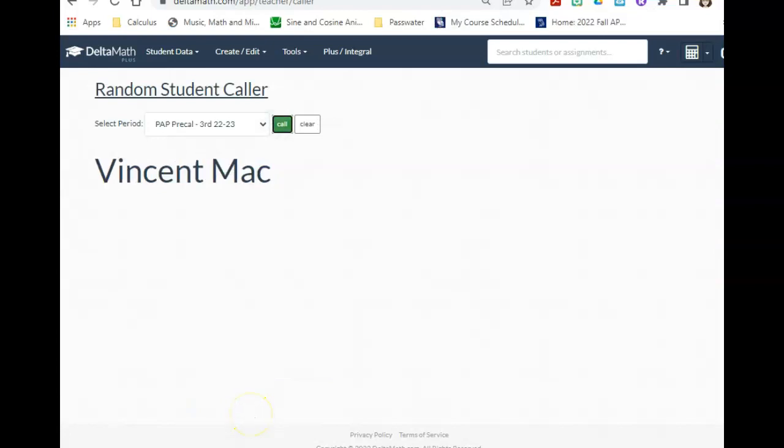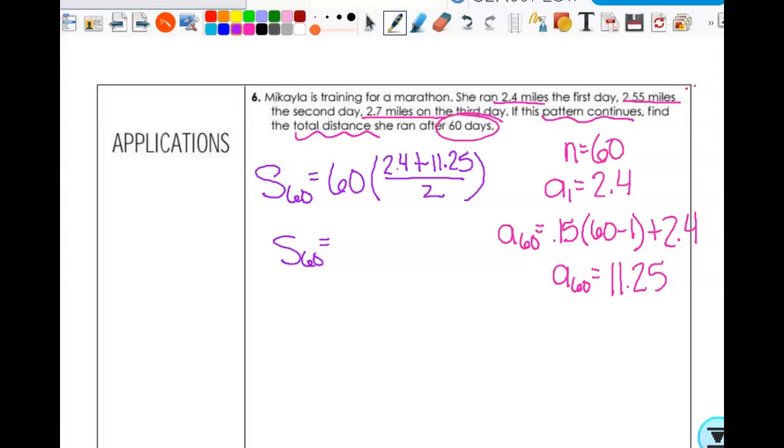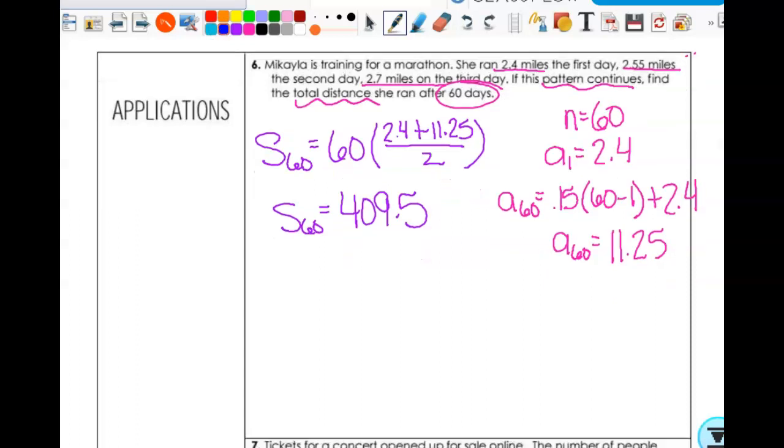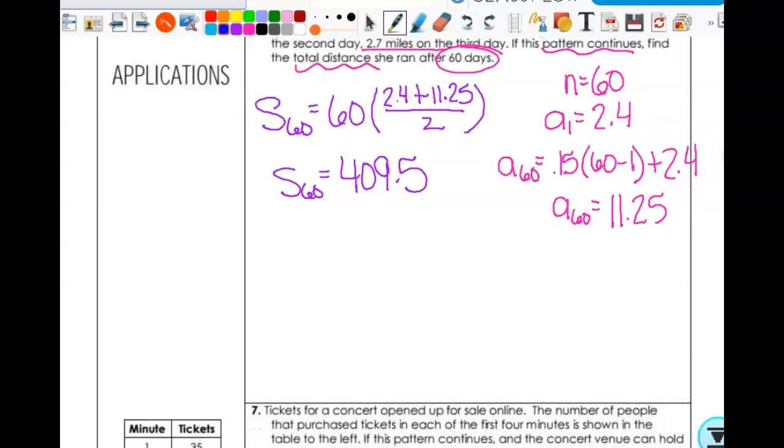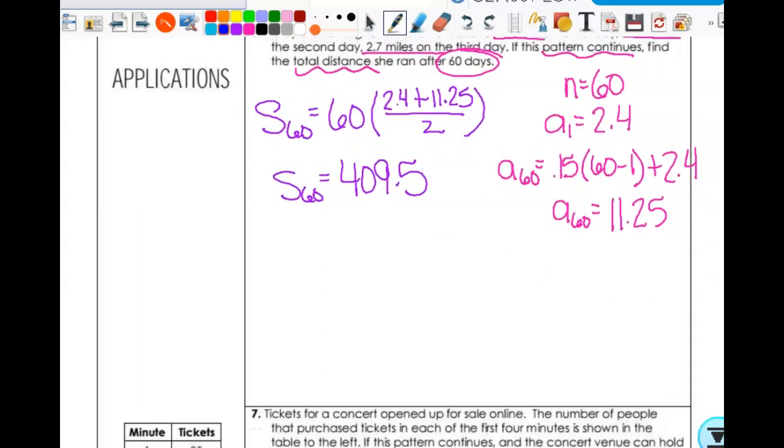All right. Vincent, what you got? Okay, 409.5, I'll agree with that. Yes, 409.5. Now, being an application problem, we should write our answer out in a sentence. That's something that you need to get used to. And the easiest way to do that is just to reword the question.